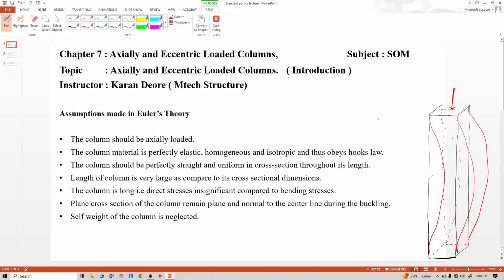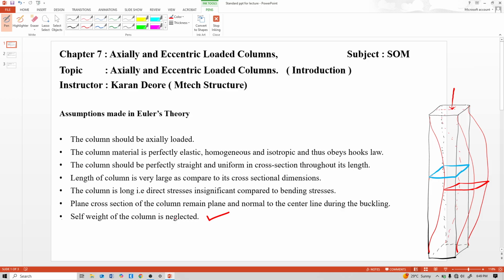So if you see here, at this location, this is the original cross section of the column. This should be the same here at the buckled location. This is the plane cross section of the column remaining plane and normal to the center line of the section. That means it should not be bent. It remains plane and normal to that buckling behavior. This is the meaning of that sentence. And one important point here is that the self weight of the column is neglected. So these are all the assumptions of Euler's theory.